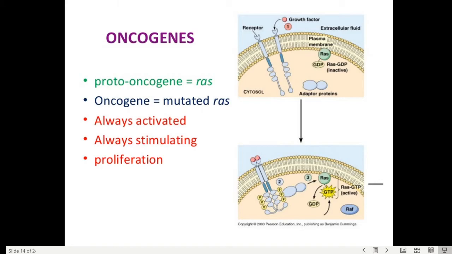Okay, now let's move on to cancer cells. What are cancer cells? A proto-oncogene is activated by a pathway. Oncogenes are involved, and the RAS pathway plays a major role in cancer oncogene activity.